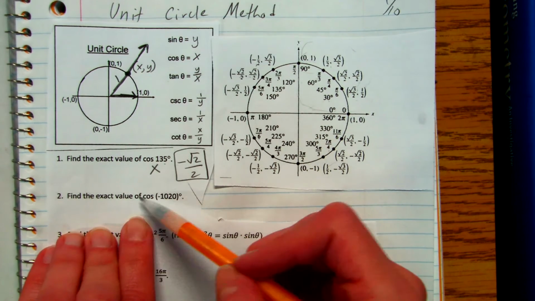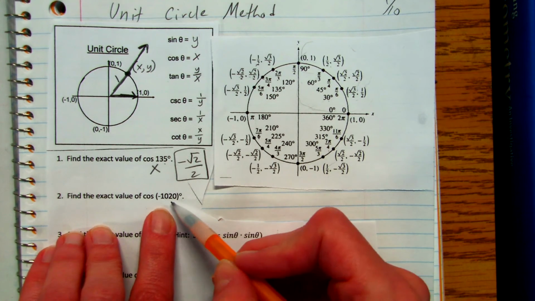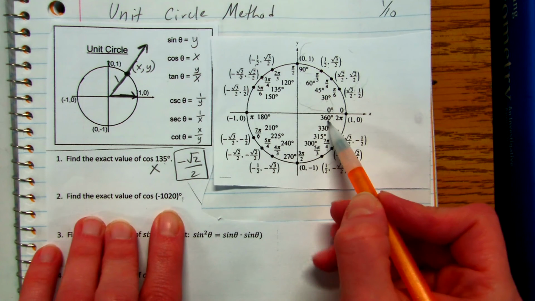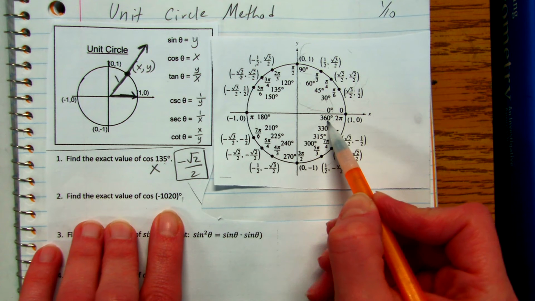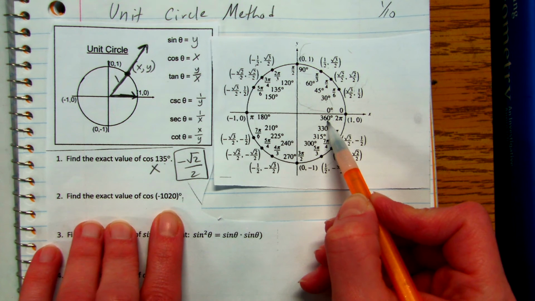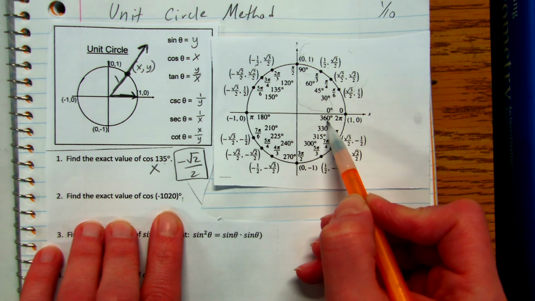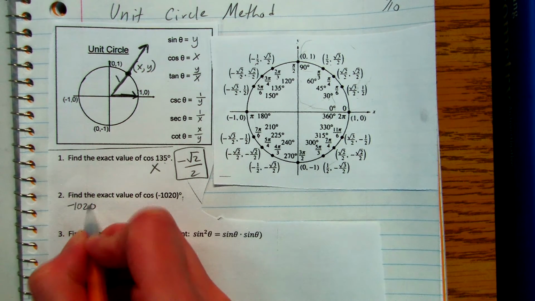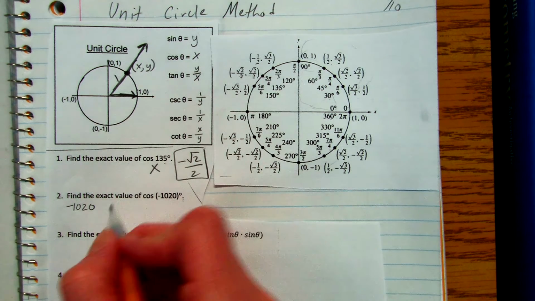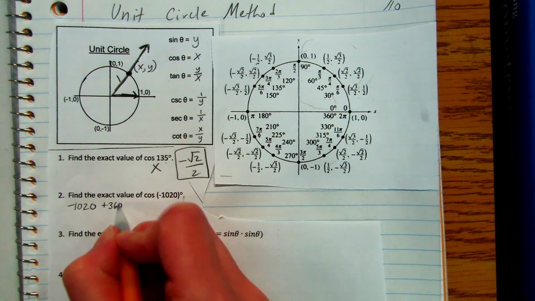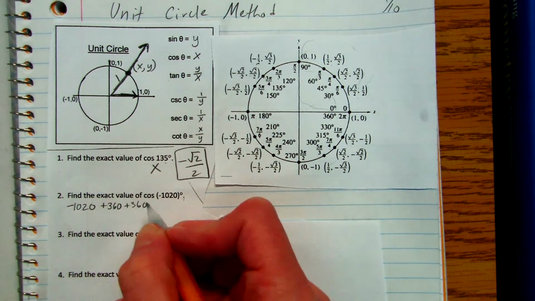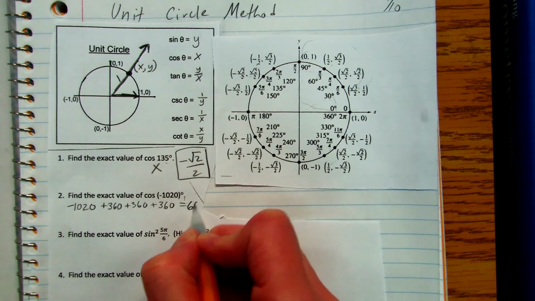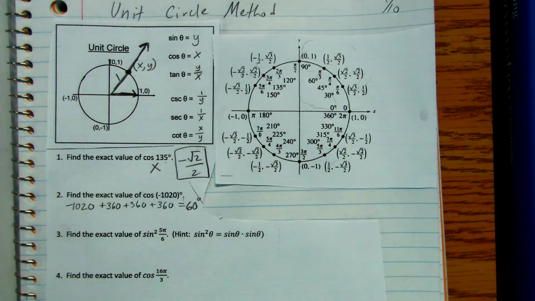So if I want to find the exact value of negative 1,020, well, our thing only goes up to 360. So we might have to find a coterminal angle really quick, which is something else that we've talked about. We have to figure out how many times it's going around. So you start with negative 1020, and you want to add 360s until you get to something positive. I think you have to do it 3 times, and you find out that 60 is a positive angle.